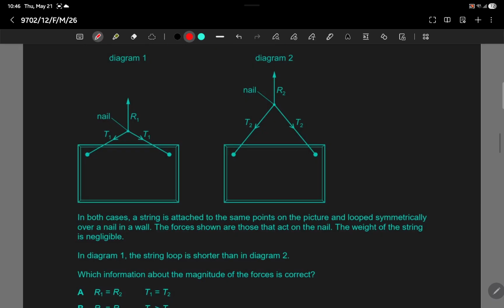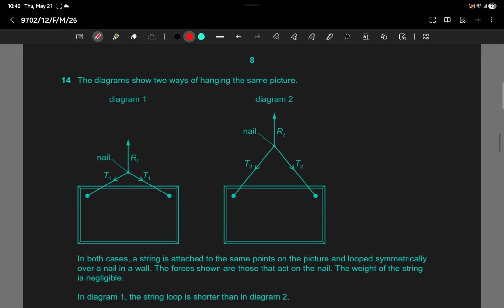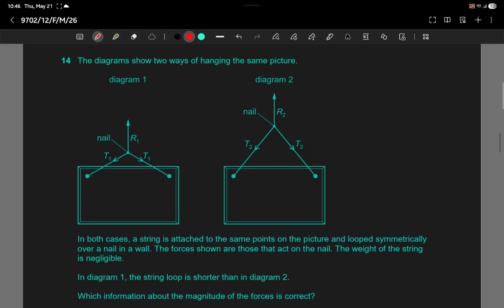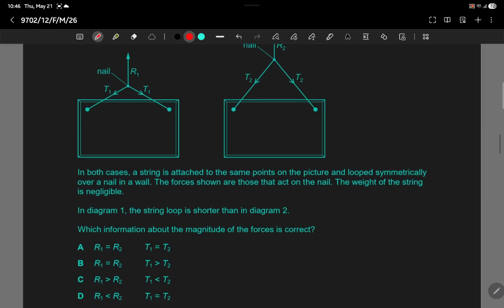Oh, this is definitely a past paper question. The diagram shows two ways of hanging the same picture. Diagram 1, diagram 2. This is a nail, R1, R2. In both cases, a string is attached to the same points on the picture and looped symmetrically over a nail in the wall. Okay, so this is a nail in the wall, this is a nail in the wall.